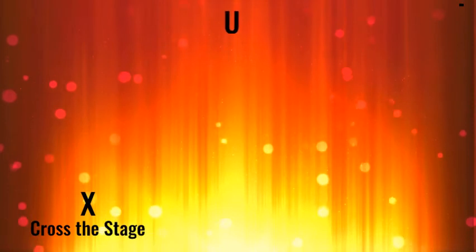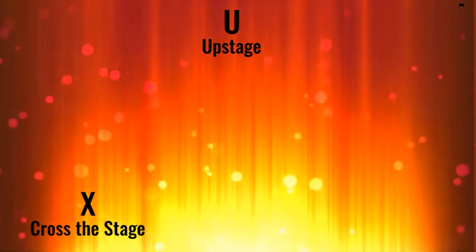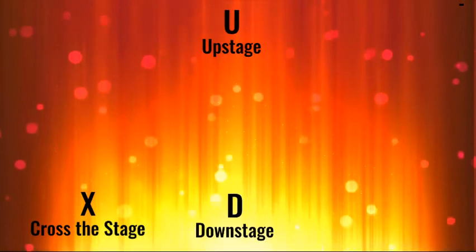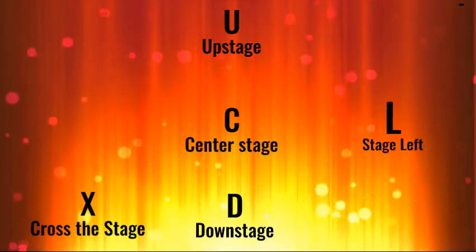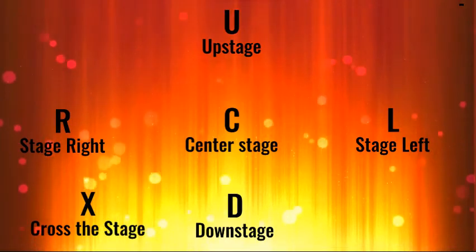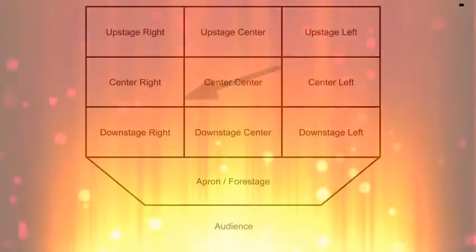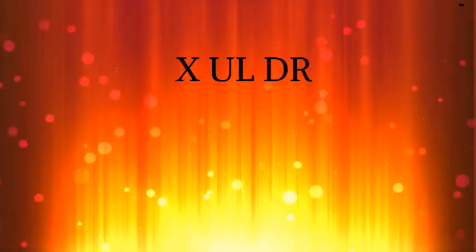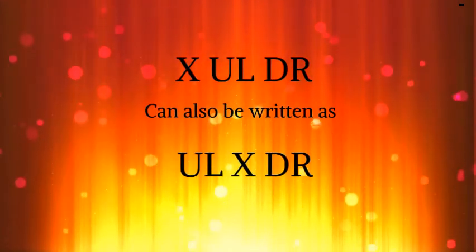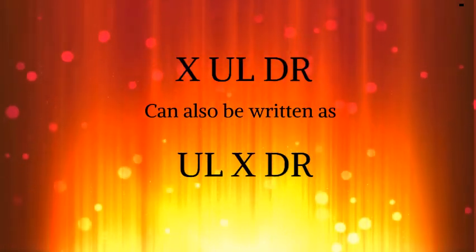All right? And the next few are all about moving. So X means cross the stage. U means upstage. D means downstage. C means center stage. L means stage left. And R means stage right. That means if you are crossing from upstage left to downstage right, then you're going to have an X followed by a UL followed by a DR. Cross upstage left to downstage right. Okay? So these are markings that tell you where you're moving across the stage.